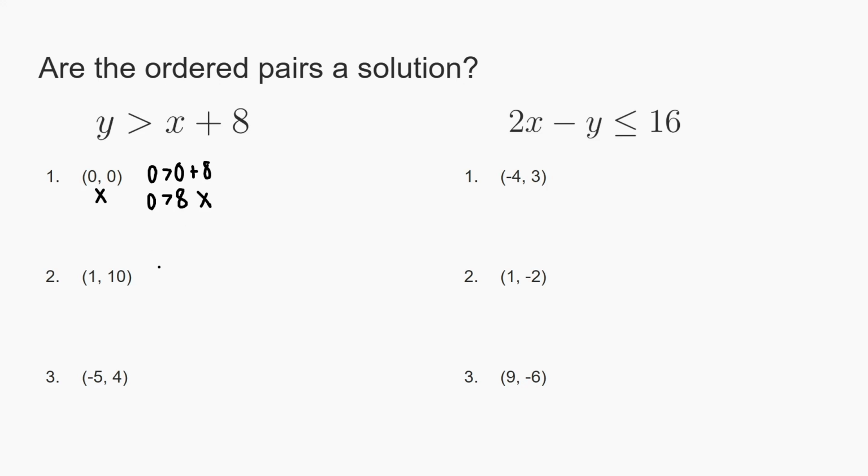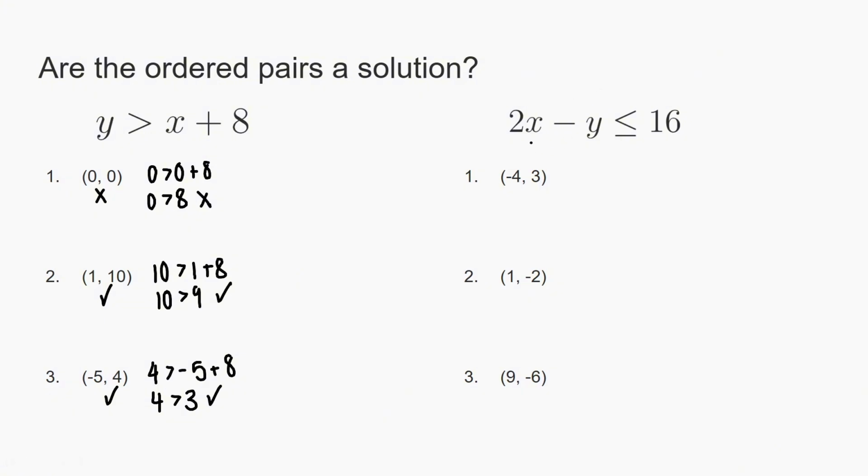What about this one right here? We have 10 as y, we have 1 as x. 10 is greater than 9, that is a solution. What about negative 5, 4? y is 4, x is negative 5. We have 4 is greater than 3. That's true, so we know this is true as well.